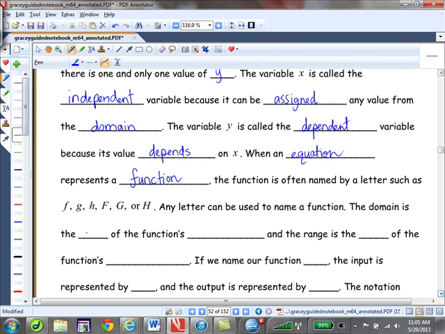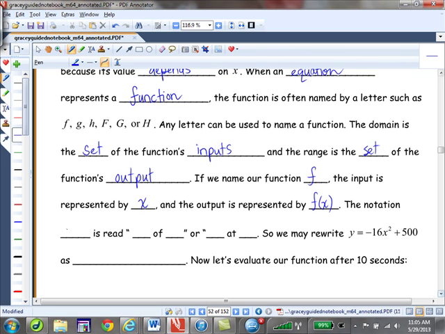The domain is the set of the function's inputs, what you can put into the function. And the range is the set of the function's outputs. Just like a calculator, what comes out after you put a number in and perform an operation. So if we were to name our function f, the input is represented by x and the output is represented by f at x. The way you read this is either f of x or f at x. I will often say f at x so that you don't think that these are being multiplied. They are not being multiplied. It is evaluating the function f at x equal to some value.